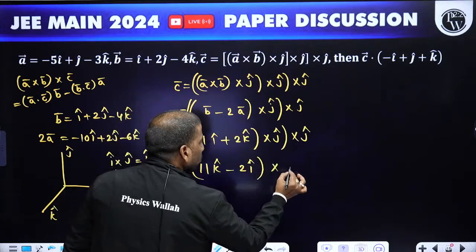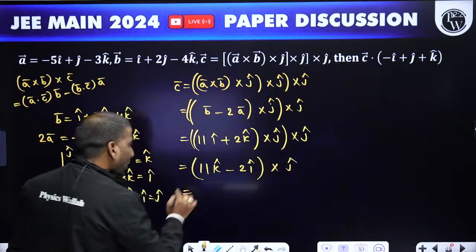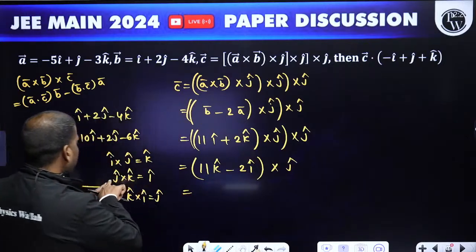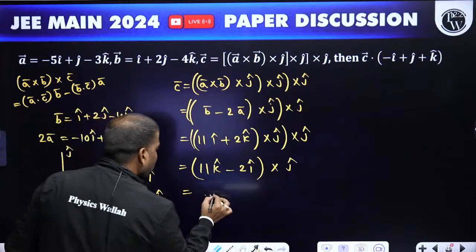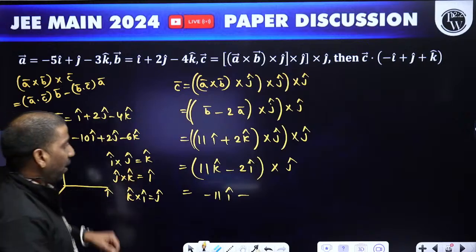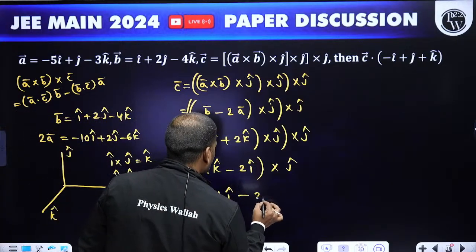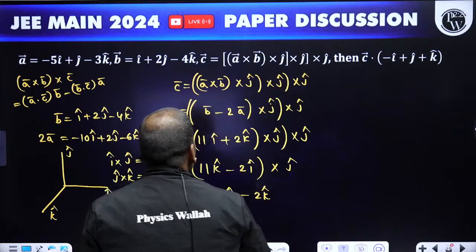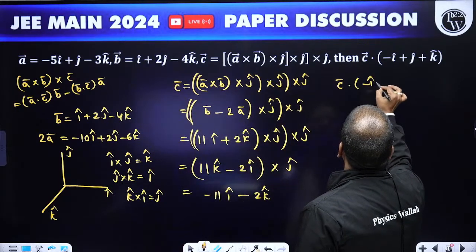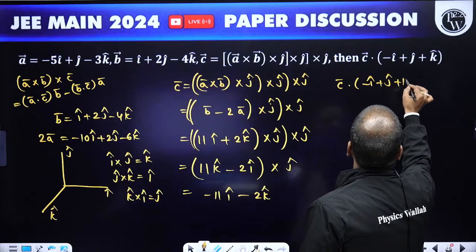Again, one more j is present. So k cross j, but j cross here, so minus 11 i cap. i cross j, k, that is minus 2 k cap. This is c bar. Now c bar dot minus i cap plus j cap plus k cap.